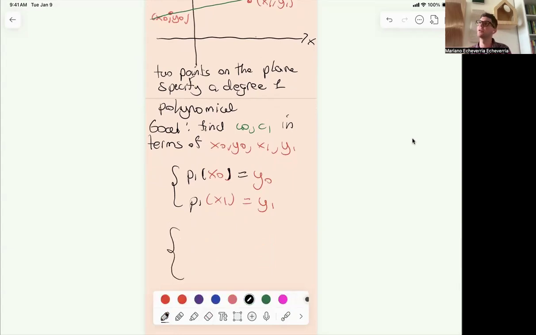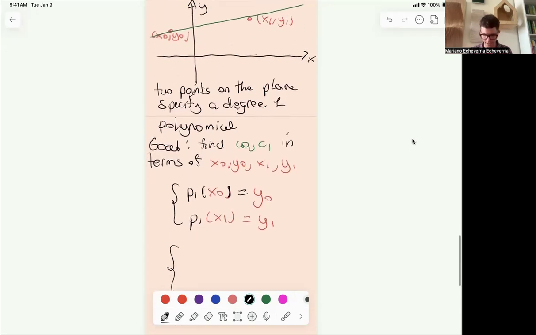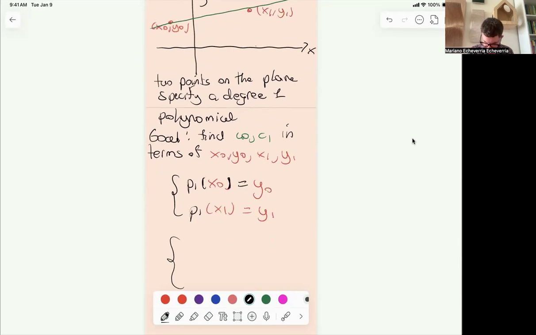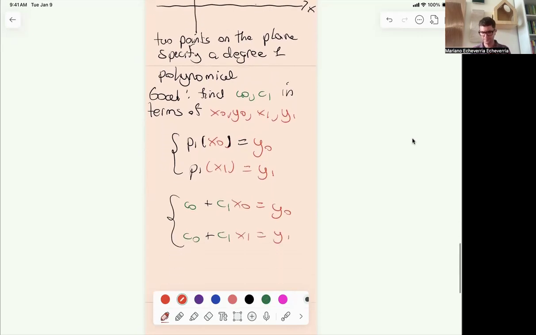But then again, what does that mean concretely? If you use the formula for the polynomial, it would be that C0 plus C1 x0 has to be equal to y0, and that C0 plus C1 x1 has to be equal to y1, right? Is everyone with me so far so good?